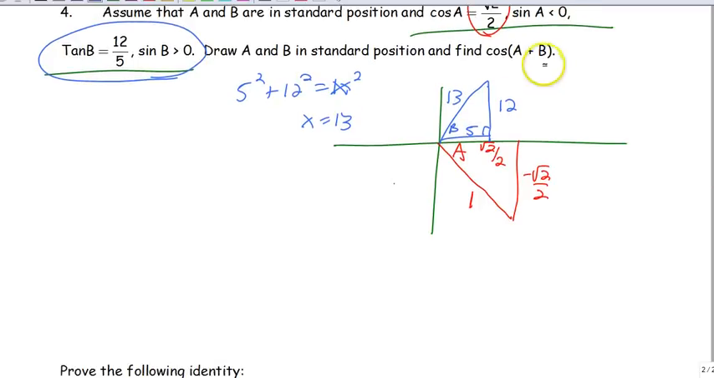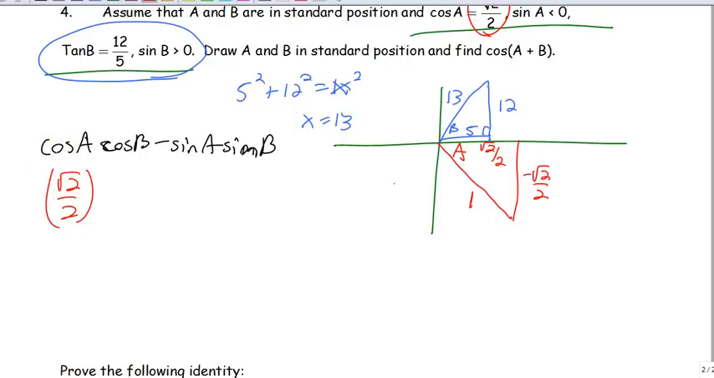Now it says find cosine of A plus B. So I'm going to write out my identity that's on the sheet of paper. Cosine of A plus B is the same thing as saying cosine of A, cosine of B, minus sine of A, sine of B. Okay? And now this is actually really easy because we have all the angles. We look at them. Well, cosine of A, we already know, is root 2 over 2. If we go to the B triangle, cosine is adjacent over hypotenuse, which is 5 over 13.